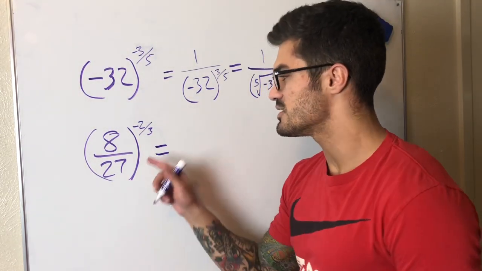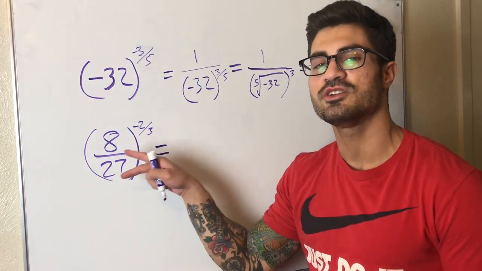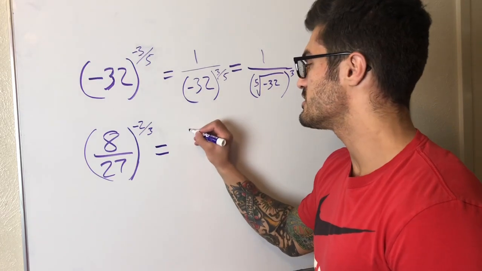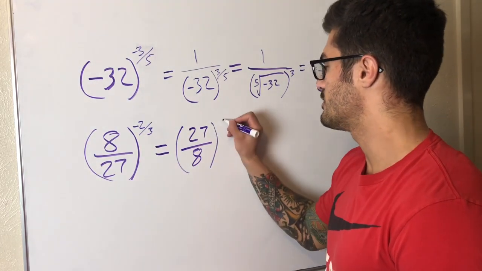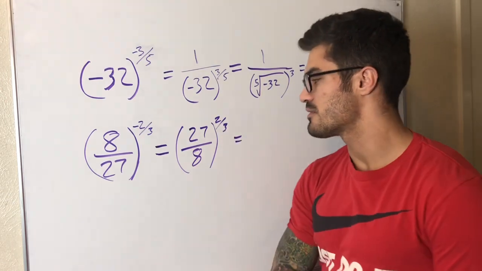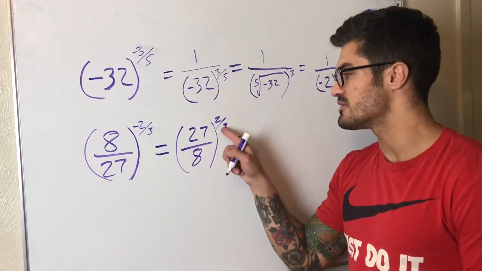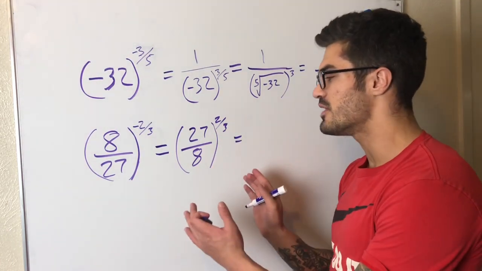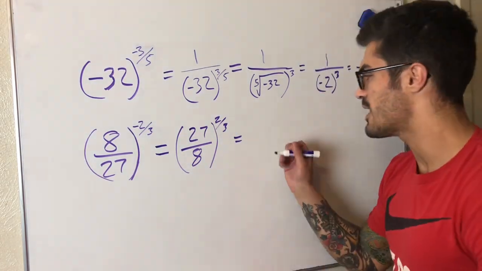8 over 27 to the negative 2/3. So again, same thing. And I have a fraction in here, so I can use my shortcut. I can simply just flip the fraction and make this a positive. And now I distribute this to the top and bottom, right? Because if there's an exponent here and this whole thing is in parentheses and it's a quotient, this distributes. That's how I expand this power.